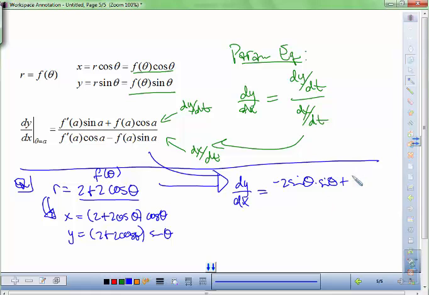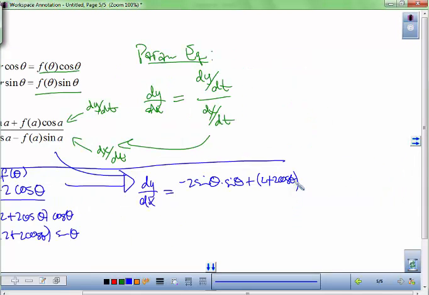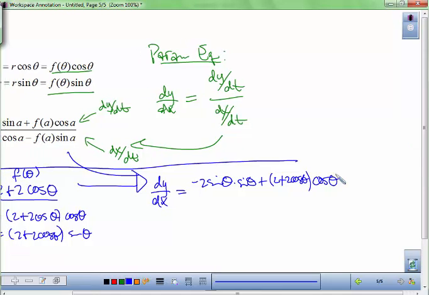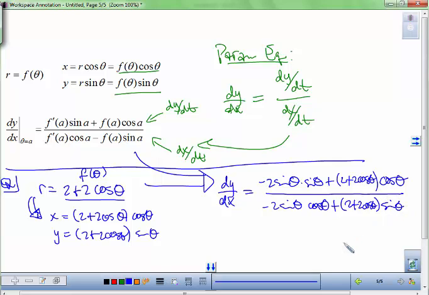Plus 2 plus 2 cosine theta times cosine theta, divided by f prime of a again, which is negative 2 sine theta times cosine of theta plus 2 plus 2, the original f of a, times sine theta.